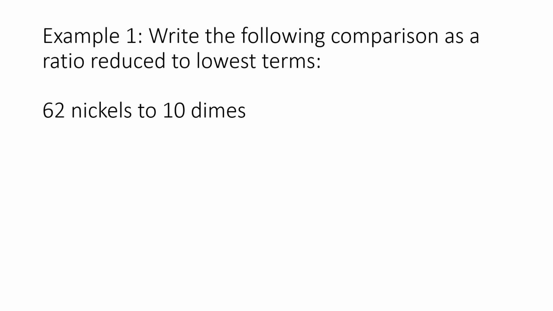So let's look at example 1. Write the following comparison as a ratio reduced to lowest terms. 62 nickels to 10 dimes. Right now we can't actually write them as a ratio to compare because they don't have the same unit. And so step 1, we need to know the conversion, so that way we can get them in the same unit and have the units cancel.